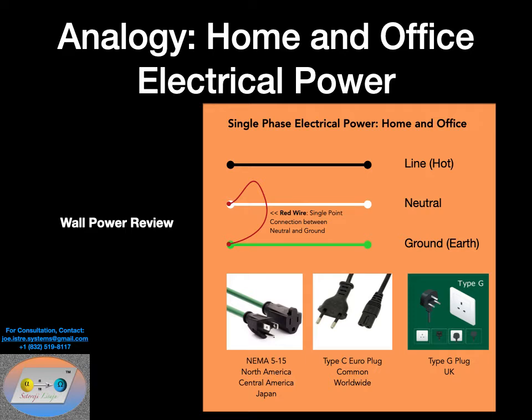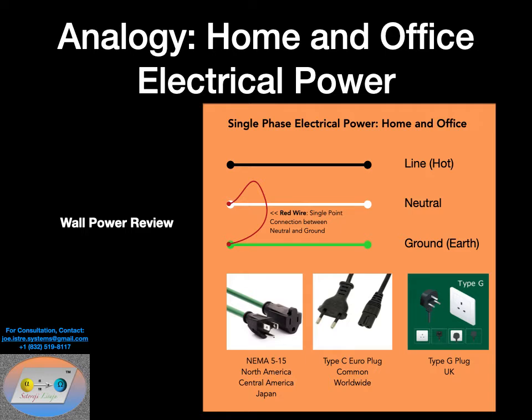And below this illustration, I'll show you various cords. There to the left, there's a NEMA 5-15 North America plug. In the middle, for those of you in the IEC countries, is the Type C Euro plug. If you're in the UK, you have the plug to the right, Type G. And some of the Commonwealth countries have this type of plug. But what you need to notice in the diagram is a little red wire I connect between neutral and ground.